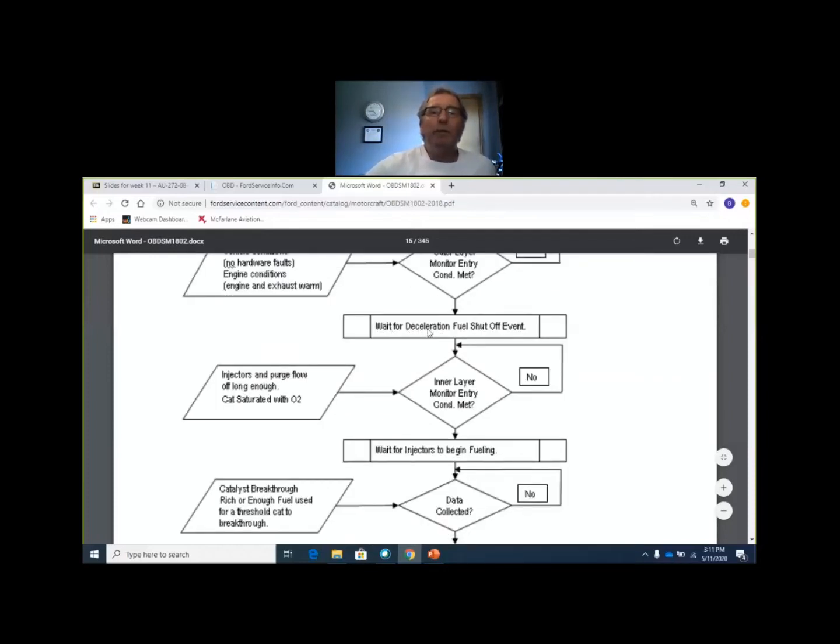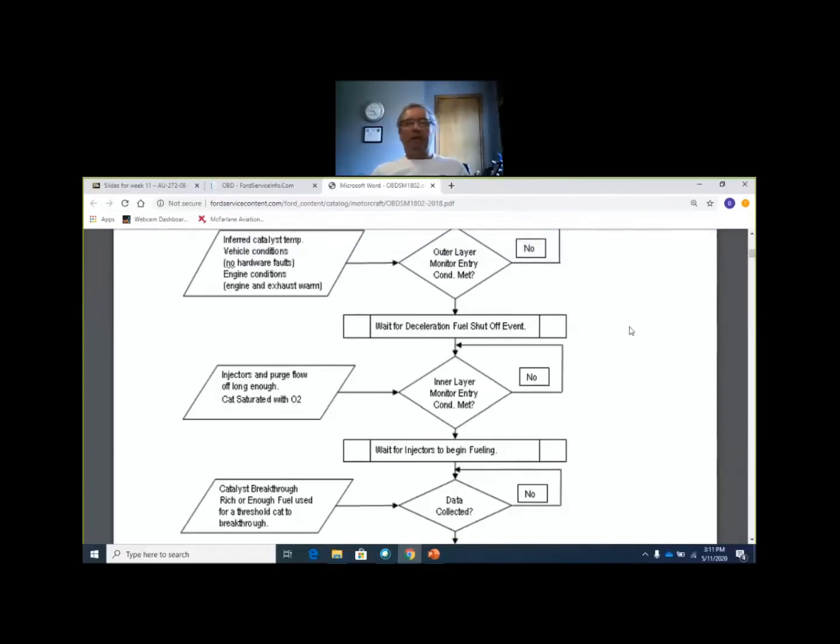Then we wait for a deceleration fuel shutoff event. I'm driving down the road, coming down a hill, and I take my foot off the gas. As I think I've mentioned before, the injectors might be completely shut off. No fuel delivered at all. You don't need to make any power. You're in coast mode.